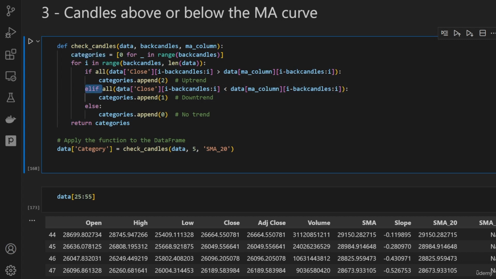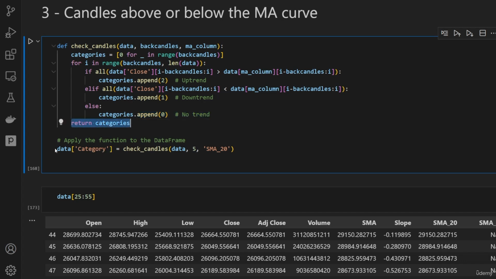Then else, if all the closing prices within a candle slice are lower than or below the moving average curve, then we have a downtrend, so we append 1. And in any other case, we're appending 0 as a value, so this is the third category. We don't have any trend detected. And at the end, we return the categories list.